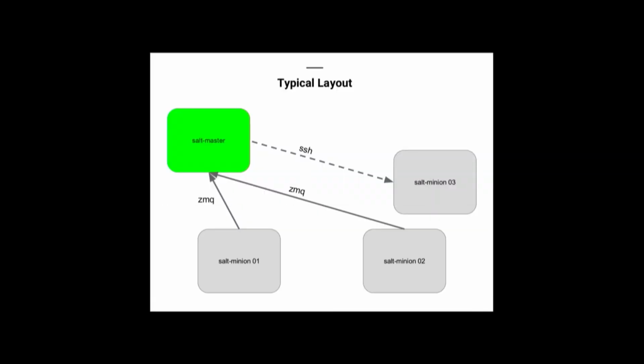So here's a little diagram. Most of you are probably familiar with that. The bottom 2 minions there are connecting over the normal standard ZeroMQ connection. Then we have a Salt SSH minion that we're connecting. The cool thing about Salt SSH is that almost everything you can do over the regular ZeroMQ minion, you can do with a Salt SSH minion, and on Windows as well if you're an enterprise customer. I think the only thing that doesn't work is the event bus, some things like that.